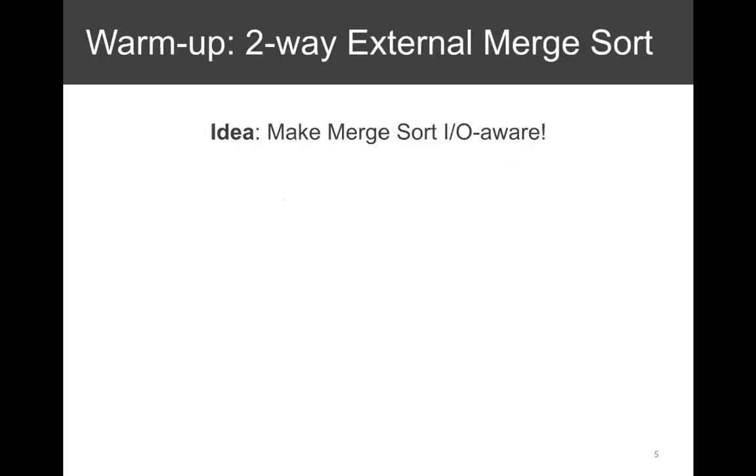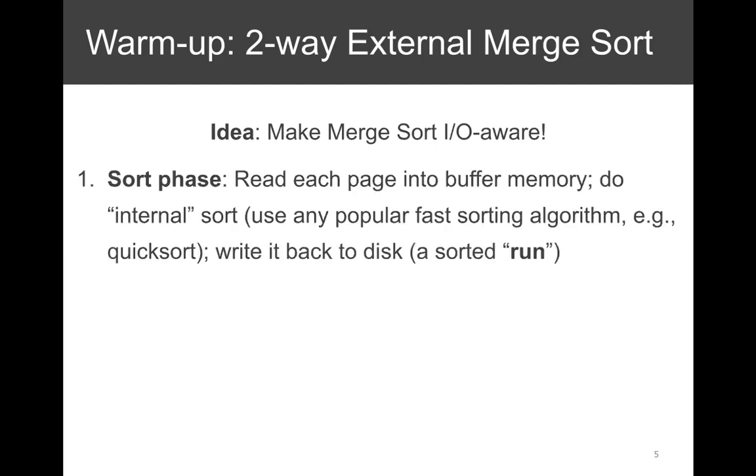Okay, so let's start with a warm-up. The algorithm that is used in external sort is the merge sort. Recollect that for internal sorting, the theoretical lower bound puts us at order n log n, and merge sort achieves that lower bound of n log n. Merge sort also happens to be very amenable to being made IO aware. So that's what we will use.